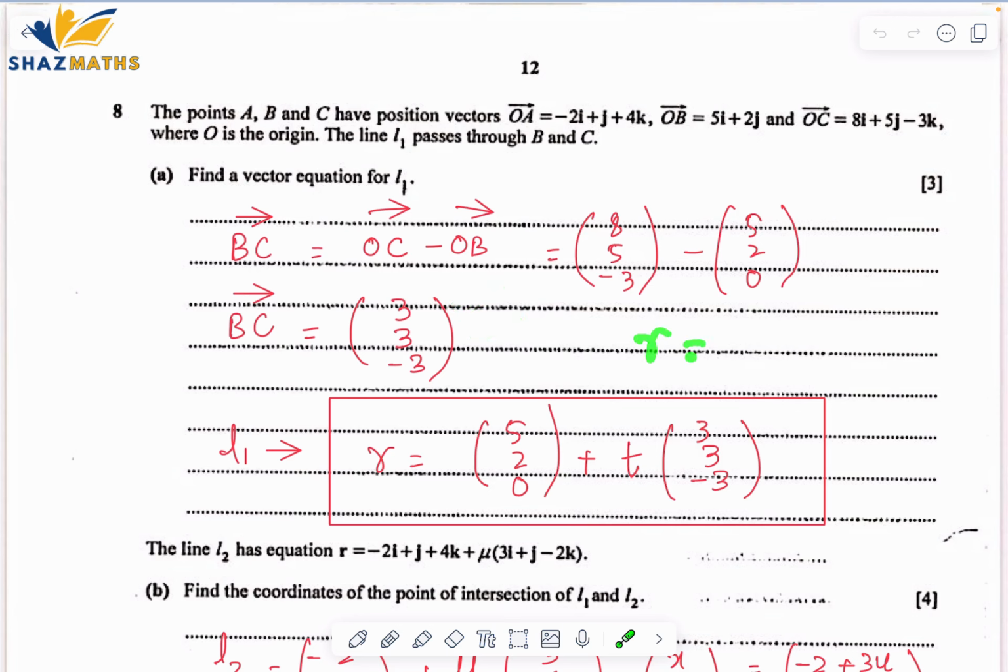The general form is r = a + tb. So, a is the point on the line, b is the direction vector, so the final answer should be r = (5, 2, 0) + t(3, 3, -3).